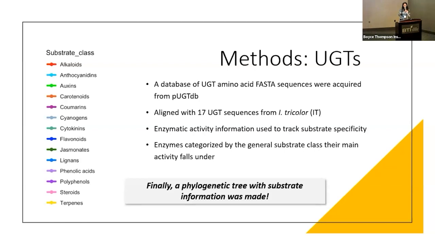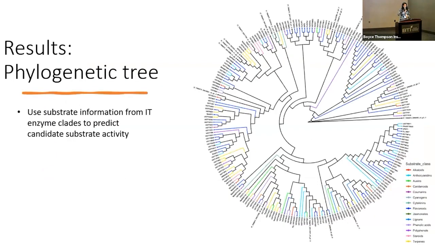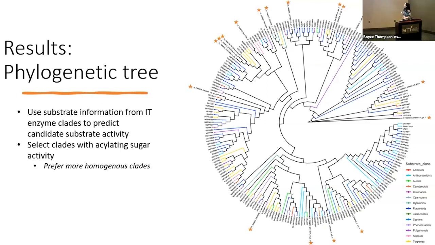And so now with this, we constructed a phylogenetic tree. So this is our tree, and those are the Ipomoea tricolor candidate enzymes. So what we did was we looked at the clades that contain the candidates to figure out more or less what they would be doing. So we were looking for clades that have substrates that can be used for acylating sugar activity, and for clades that are more homogeneous, because the more consistency you have in the activity of your clade, the better chance you have that you're actually going to have the activity you're looking for.